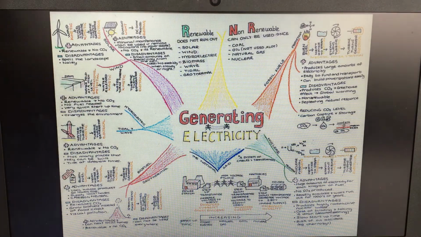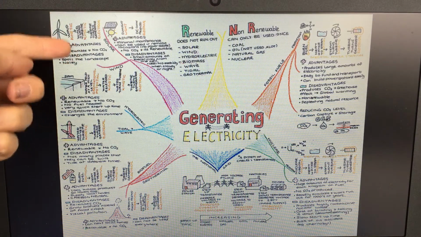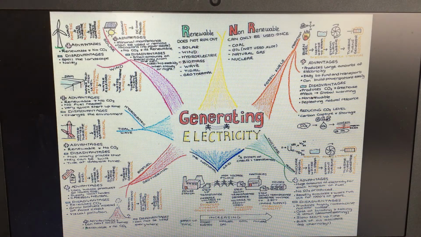Wind energy, okay, these wind turbines cost thousands and thousands of pounds, they cost quite a bit as well. So wind energy is kinetic energy. That will then turn the turbines, which is also kinetic energy, which then turns the generator inside the shaft, which is electrical energy. Advantages are it's renewable, no carbon dioxide. Disadvantages are they spoil the landscape, they're quite noisy.